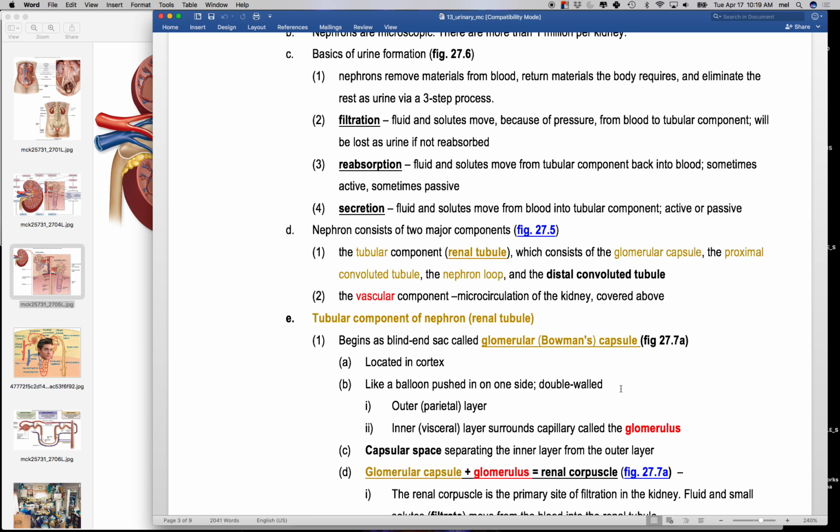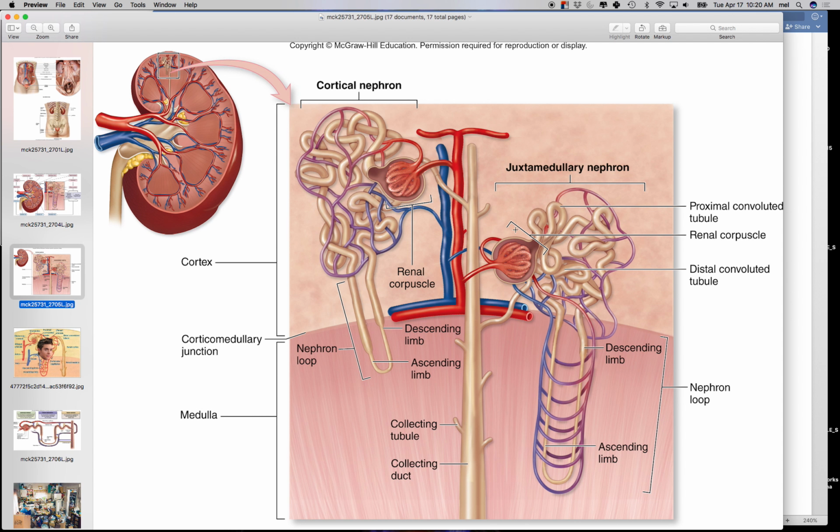Okay, so let's talk about this. The tubular component, also called the renal tubule, starts right here. This is the first place, this yellow surrounding that ball of capillaries, the first place that you have anything that's going to become urine. All right, I want you guys to follow this metaphor, and then I'm going to show you. The capillaries we already learned. The capillaries are called what? The glomerulus or the glomerular capsule?